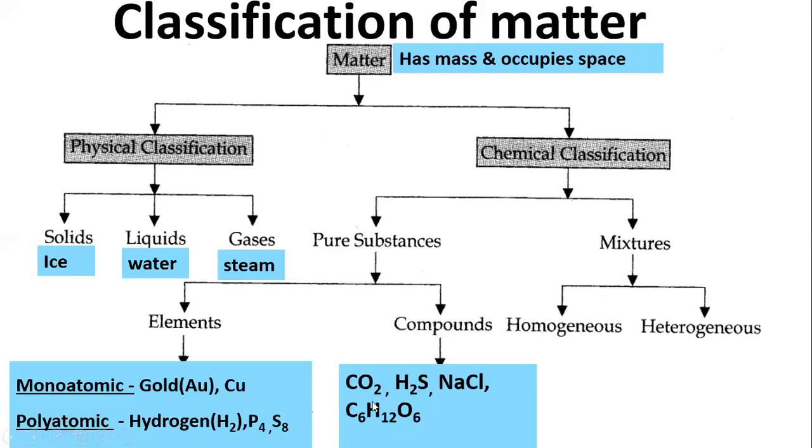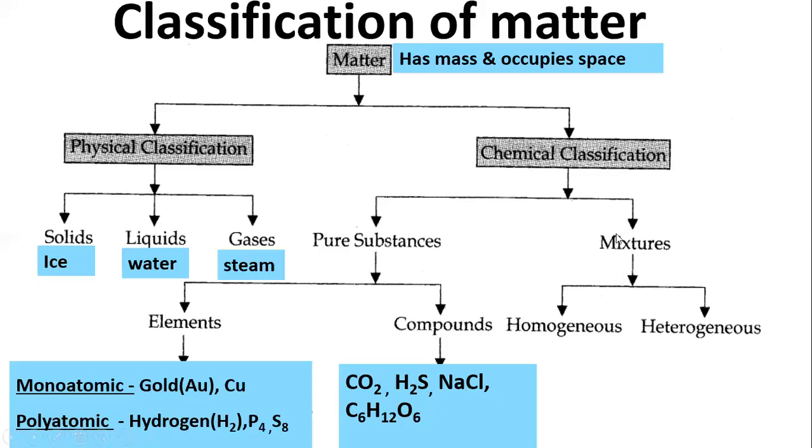C6H12O6. This is nothing but glucose. See here three different elements: carbon, hydrogen and oxygen. These elements all combine together to form a single compound that is said to be glucose.